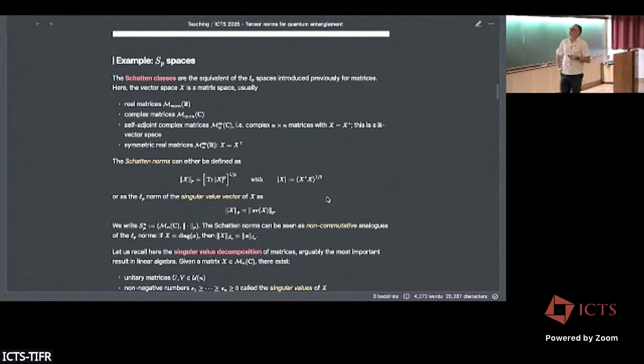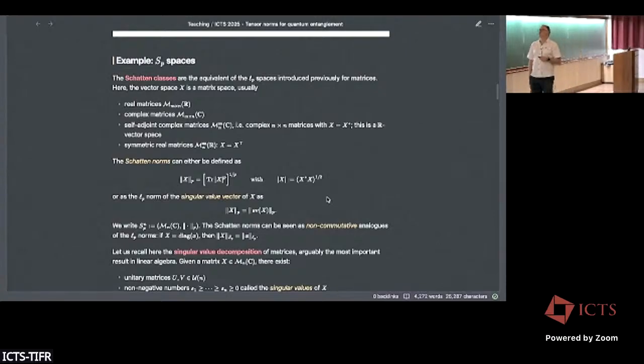So basically now the vector space will be some space of matrices, either real matrices or complex matrices. They don't have to be square; they can be rectangular. Either real or complex, we can also take self-adjoint complex and self-adjoint real, like symmetric real matrices. In these last two cases, these are real vector spaces because the field of this vector space is real. And how are these norms defined for matrices now?